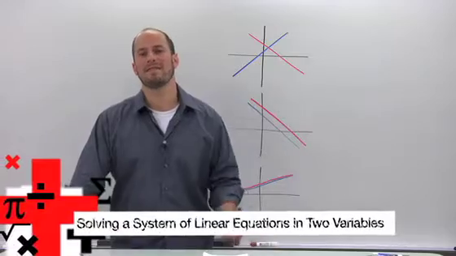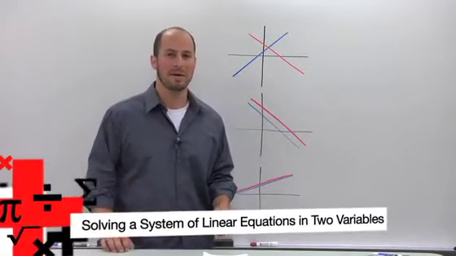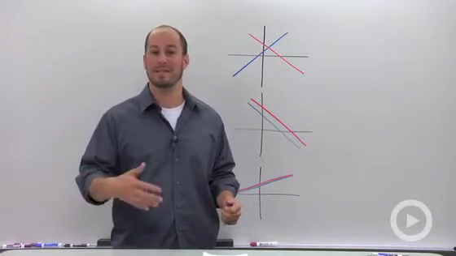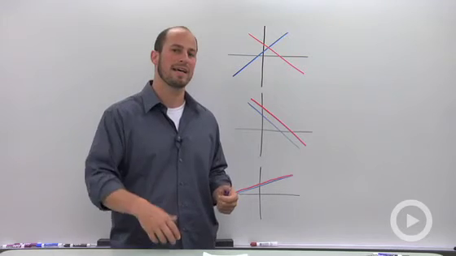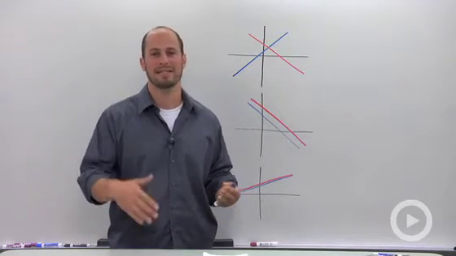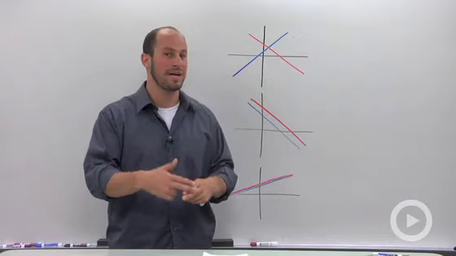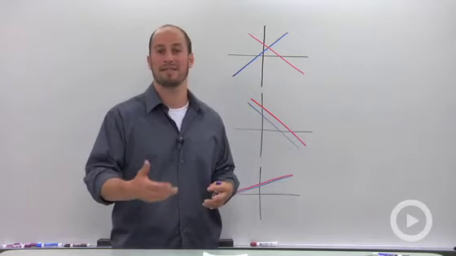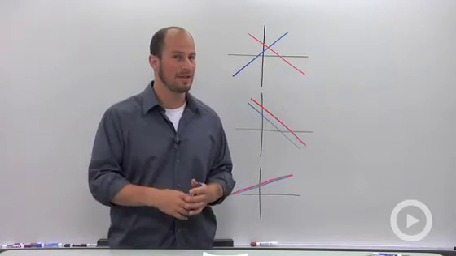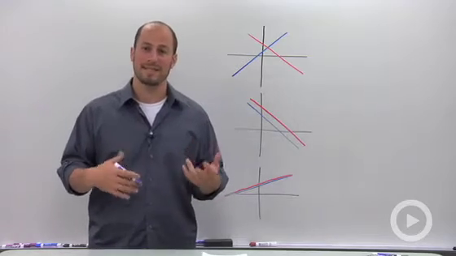Solving a system of linear equations in two variables. So if you remember, a linear equation is basically just the equation for a line. And when we're solving a system, what we're looking at is two equations. So we have two lines, and we're trying to figure out where those two lines intersect and if they intersect at all. Okay, so there's three ways that this can occur.